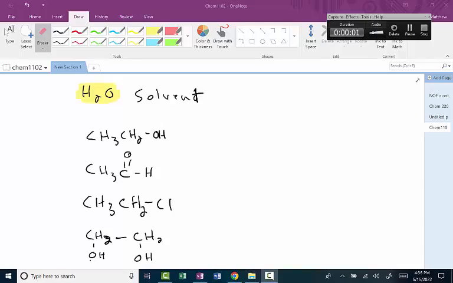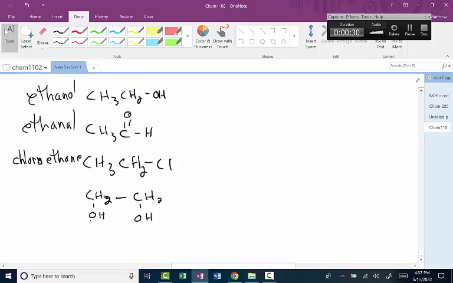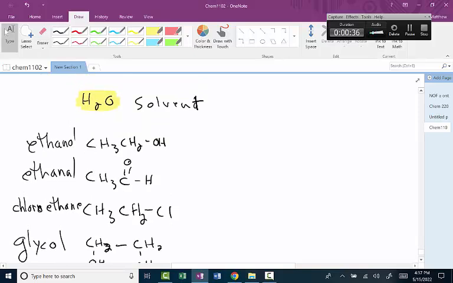So in this question, we're going to look at which one of these is most soluble in water. And I have four compounds in here: ethanol, ethanal, chloroethane, and glycol.